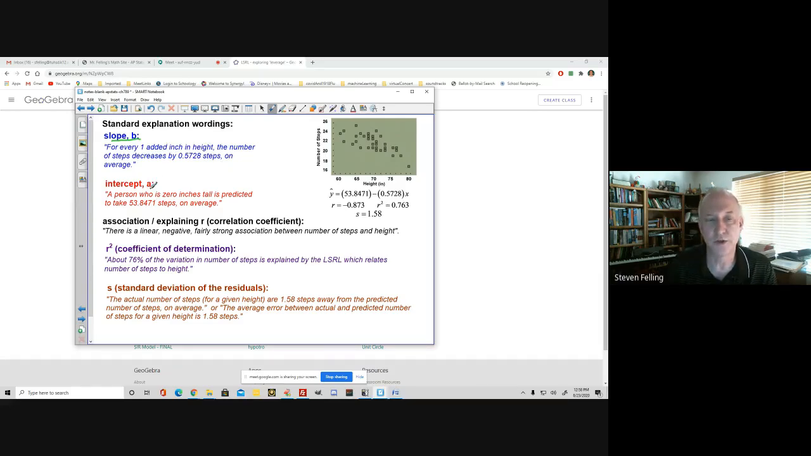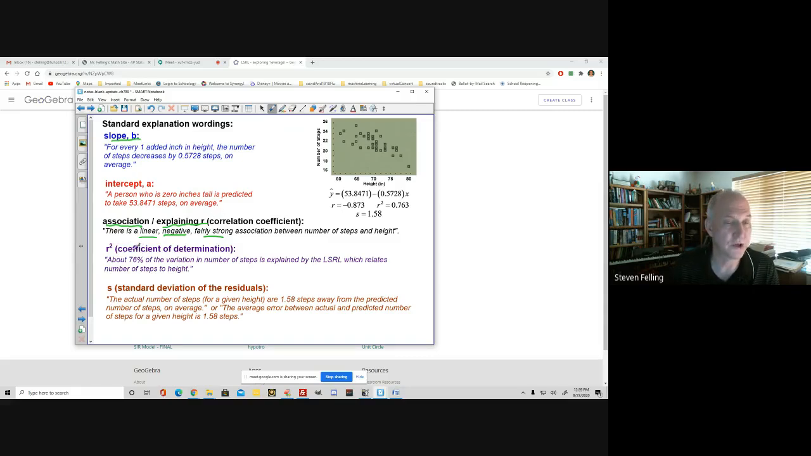For intercept, you can use wording like this. A person who is 0 inches tall is predicted to take 53.8 steps on average, something like that. If we're talking about association or explaining the meaning of R, then we would say, okay, there's a linear, negative, fairly strong association. We have to include something about the direction, right? The strength and the shape, the form of it, okay? In context, always in context.